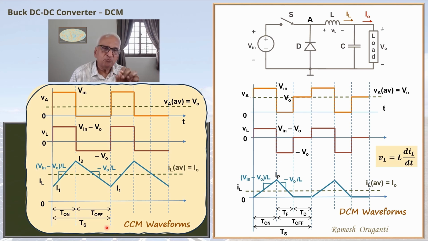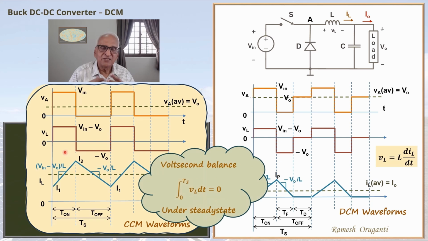Next, we will look at the output voltage. One way of arriving at the output voltage is to consider volt-second balance. Under steady state in an inductor, integral VL dt must be equal to 0. That means the area under the voltage curve over a period must be equal to 0. Or if you look at the CCM waveform, A plus A minus must be equal to 0. You can do this and arrive at the output voltage V0 equal to D V in.